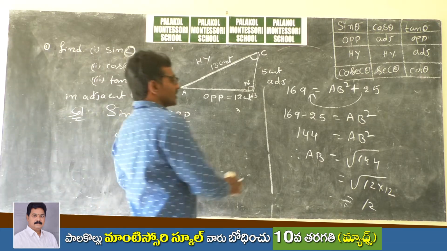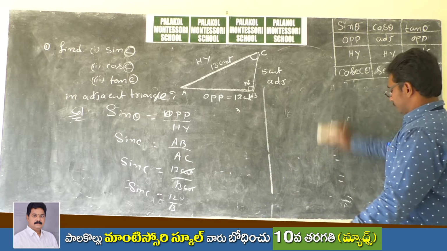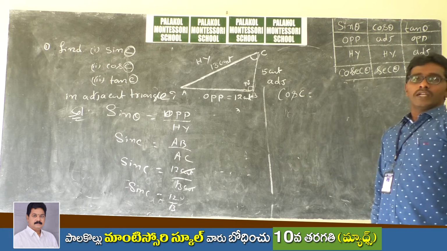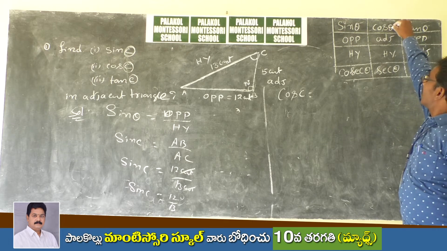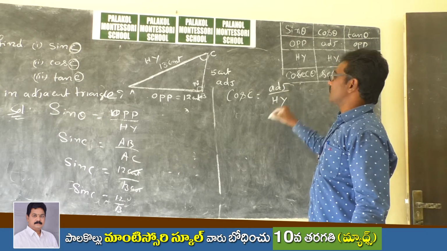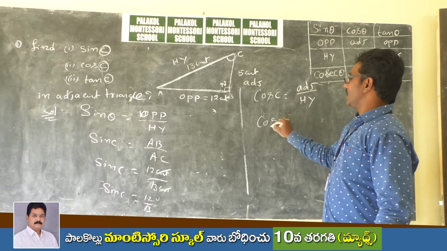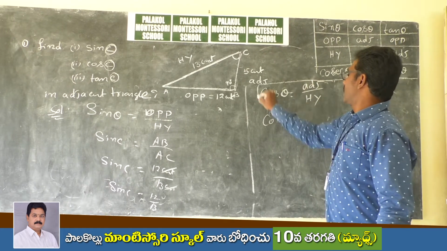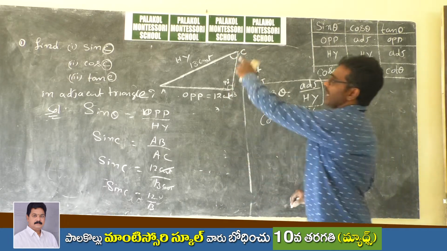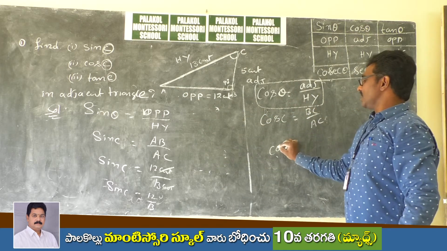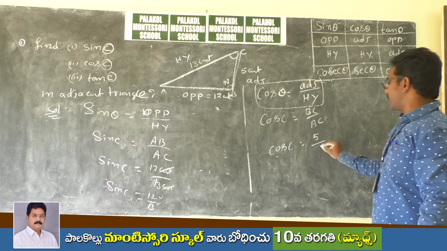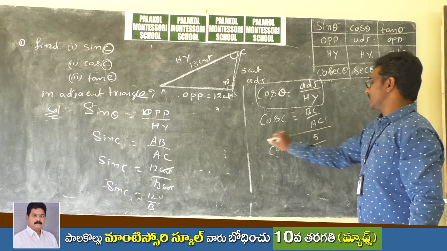Next, cos theta, cos C. What is the form of cos C? Cos theta is equal to adjacent side by hypotenuse. So cos C is equal to the adjacent side BC by hypotenuse AC. BC value is 5 centimeters, AC value is 13 centimeters. So cos C is finished.